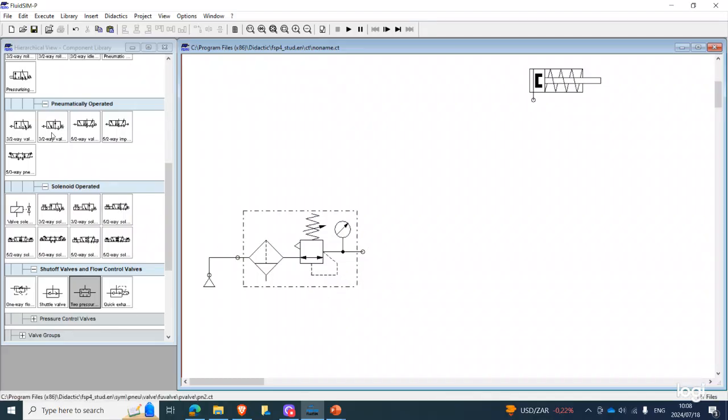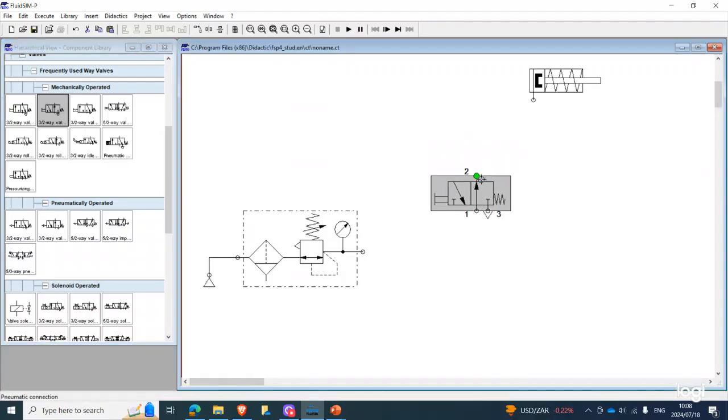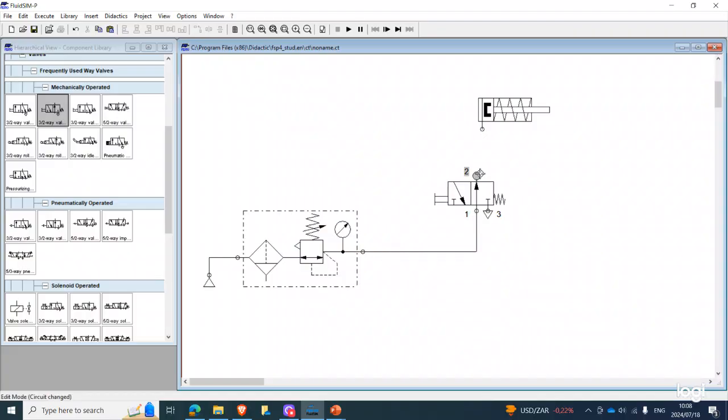So now I can cement that I'll be using a normally open 3-2, which will allow air to flow through, making the cylinder be advanced at its initial position, and then at the time I press the 3-2, that's when the cylinder retracts, right?